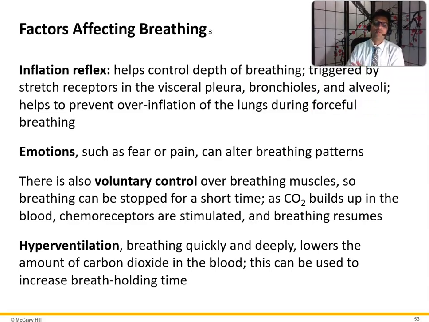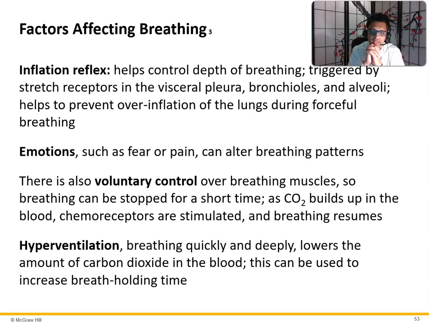So now, what are some other factors that affect our breathing? So we have something called the inflation reflex. It helps control depth of breathing, triggered by stretch receptors in the visceral pleura, bronchioles, and alveoli. It helps to prevent overinflation of the lungs during forceful breathing. So if I breathe too much, this inflation reflex will limit it so that I don't keep breathing and burst the alveoli and the bronchioles.